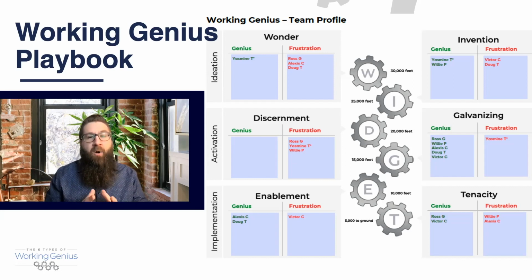And so we are going to count this as two. So everywhere where Yasmin has a genius or even a frustration, we're counting that as two. And I probably could put that name in there twice.